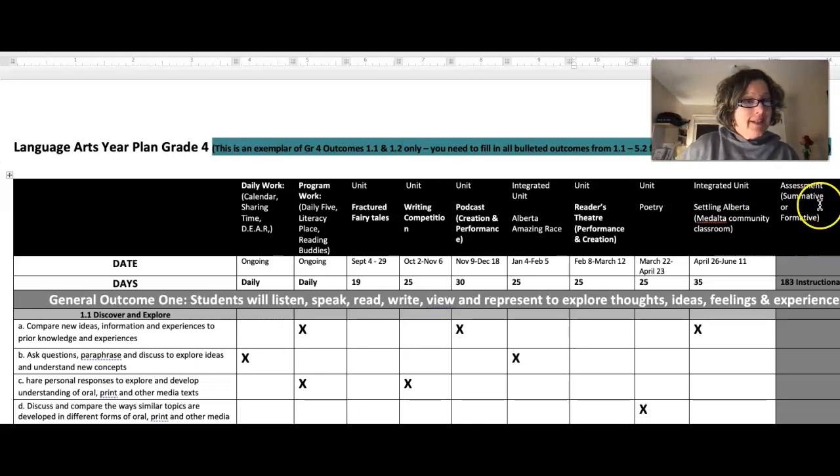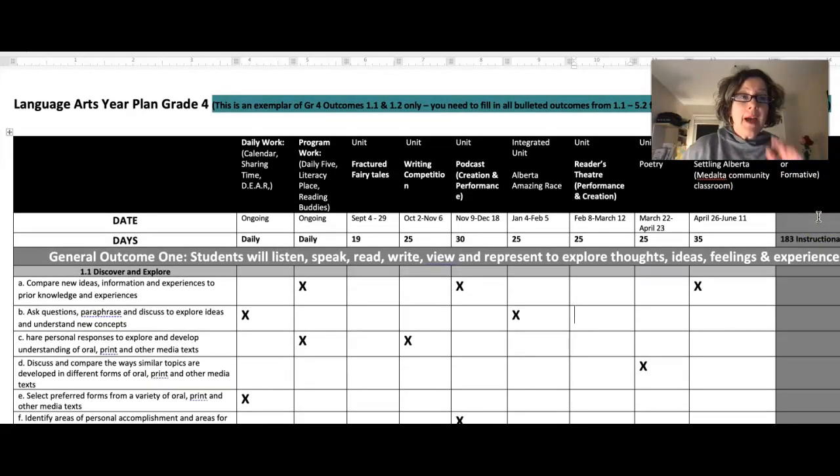You can see that assessment is grayed in. Again, we want you to know that at some point you do have to think about assessment for these units, but not right now. We want you to focus on actually just putting the objectives and the units together.